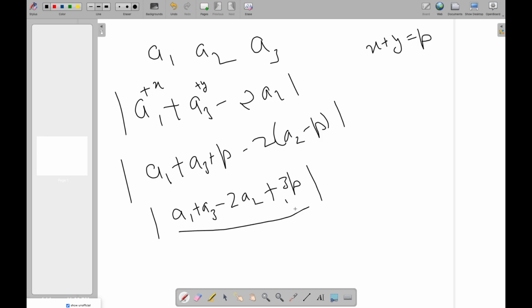Now I want to minimize this. Notice that if this is already 0, then I want p to be 0. If it is 3, however, then I can put p equals minus 1 and get it to 0. So for any multiple of 3, if this value, let's call this k, is a multiple of 3, then I can get it to 0.